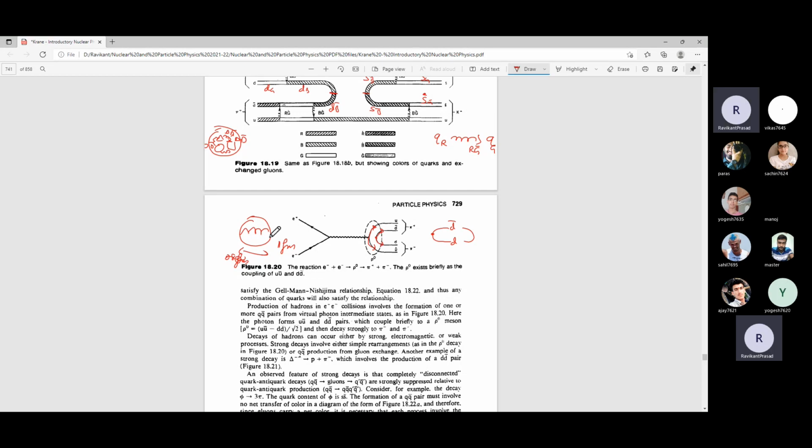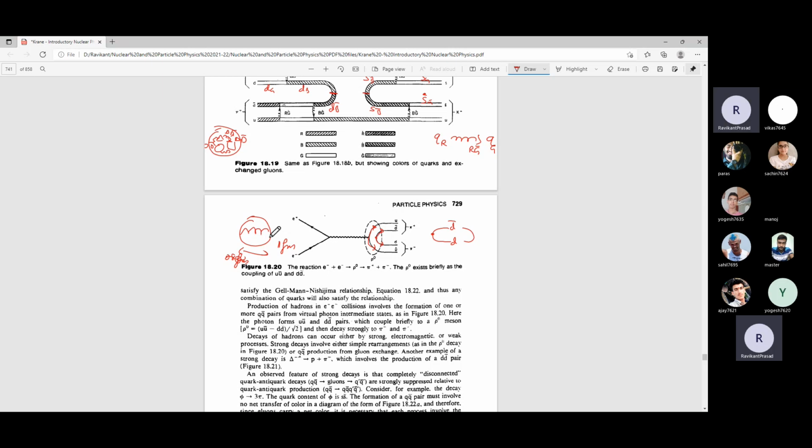Second, quark and anti-quark pairs can be created or can be annihilated, exactly as a positron and electron do in the electromagnetic interaction. तो क्वार्क और एंटी क्वार्क पेयर जनरेट भी होते रहते हैं और एनिलेट भी होते रहते हैं. Third one, weak interaction can change the flavor of quark.